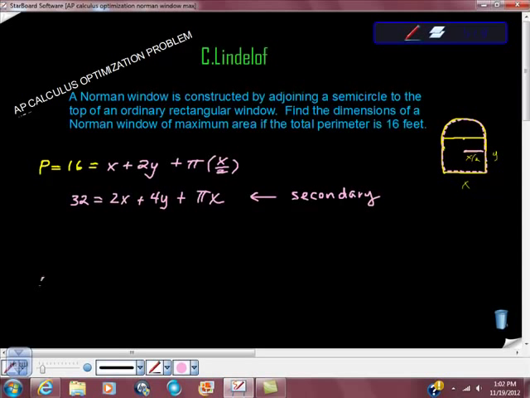Our primary equation is the area, which we're supposed to maximize. And our area is the area inside this rectangle, which is x times y, so xy, plus the area of half the circle. The area equation for a circle is pi r squared. So we only want half of that, so we get pi halves r squared, where x halves is the radius. So I'm going to simplify this a little bit.